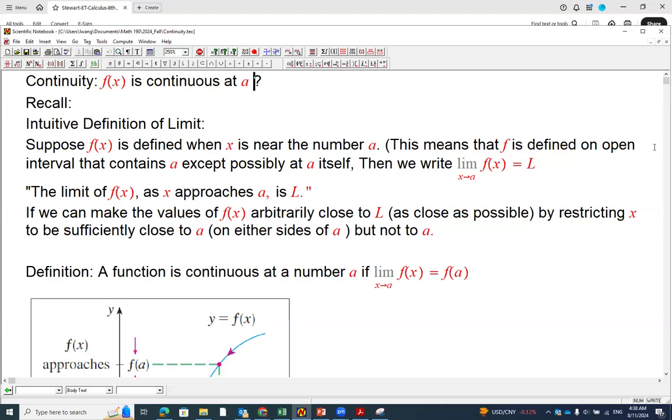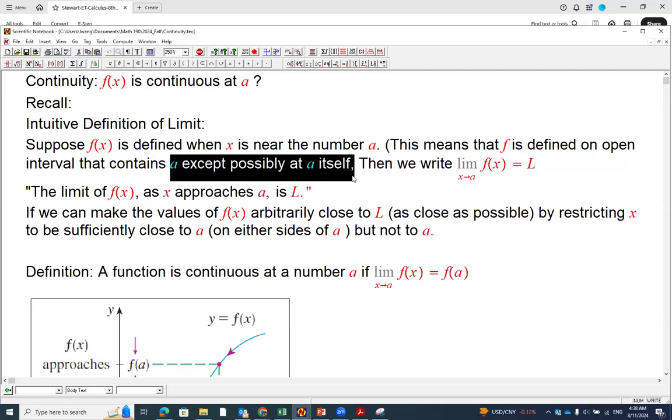This means that f is defined on an open interval that contains A, except possibly at A itself. So as a matter of fact, when we consider the limit at A, we do not concern whether the function is defined at A or not. If it's defined at A, fine. If it's not defined at A, we can still consider the limit of the function at A, because we only need to observe the behavior of the function near A or in the neighborhood of A.